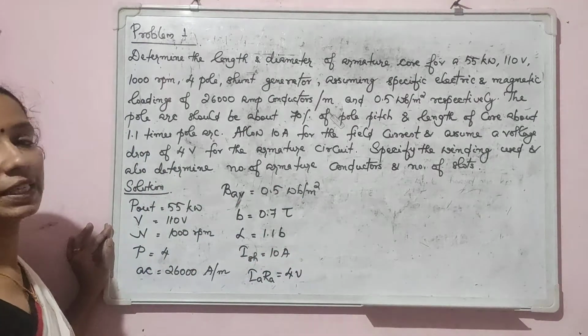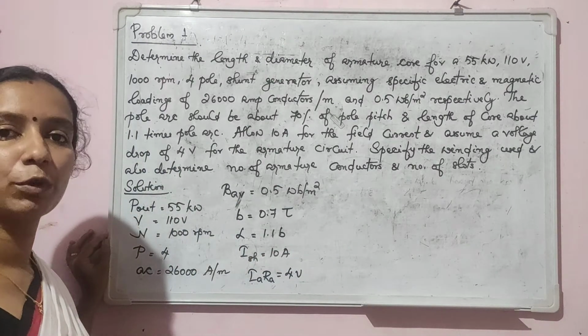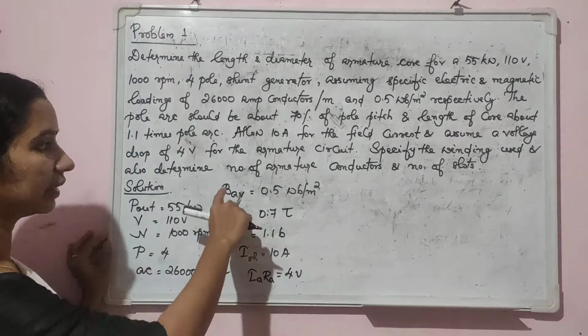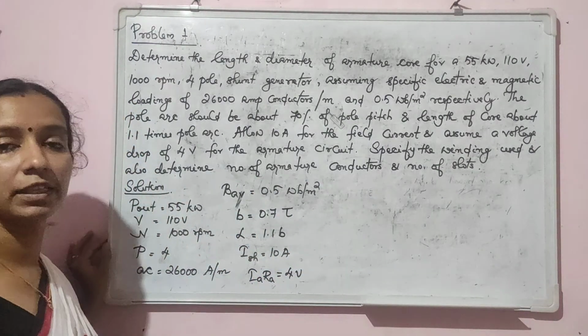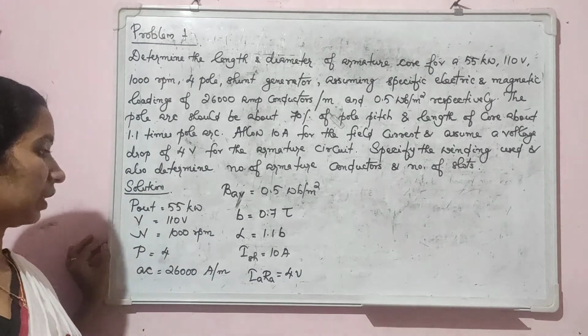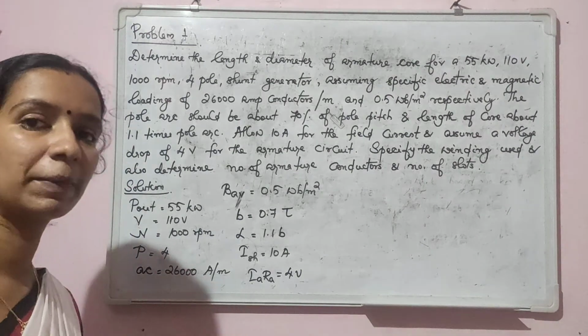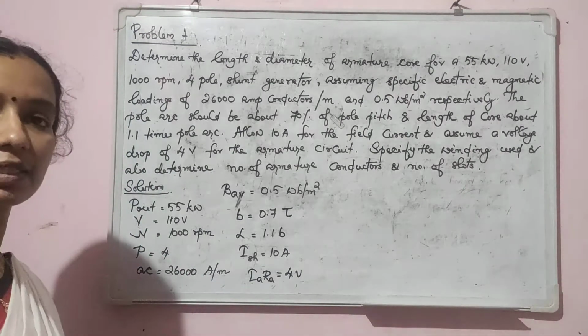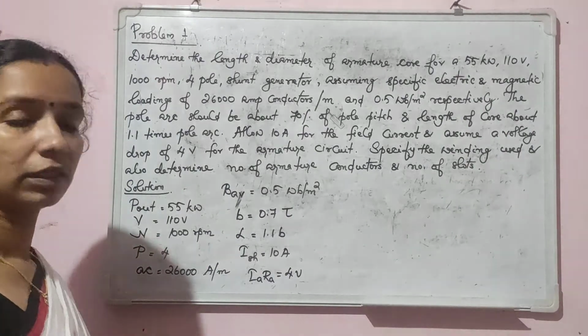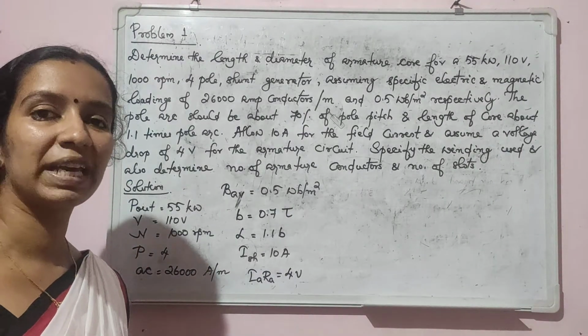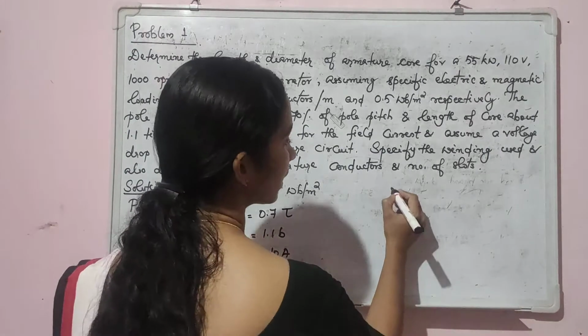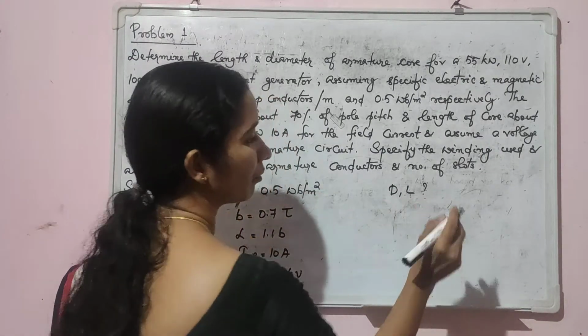So specify the winding used. We have to find out the type of winding to be used, then the number of armature conductors and the number of slots. So we have already noted down the parameters given. Now let us proceed with the problem. First of all, we have to find out the main dimensions, that is D and L.